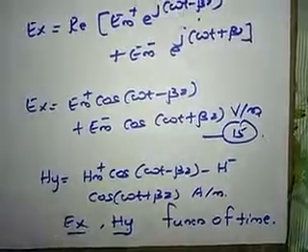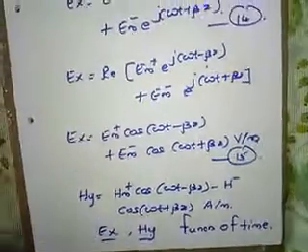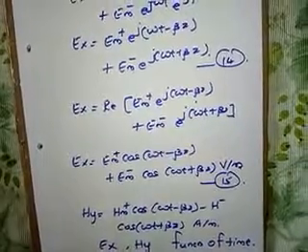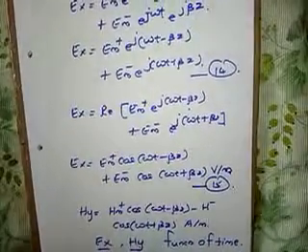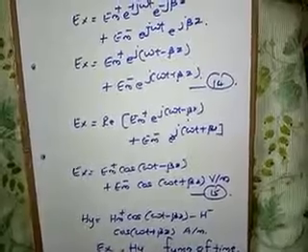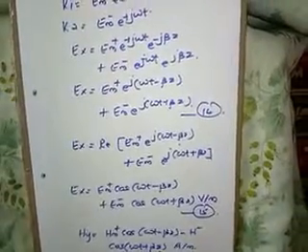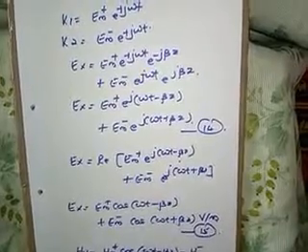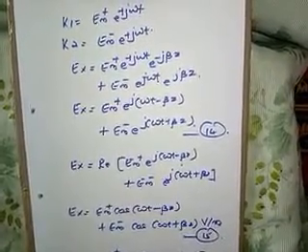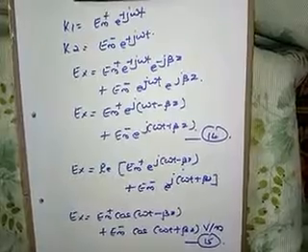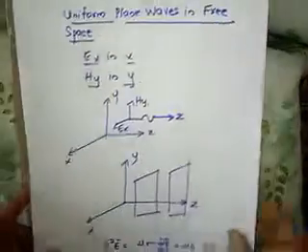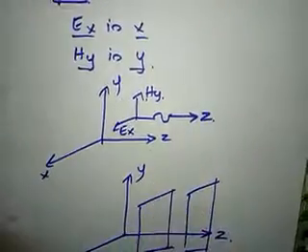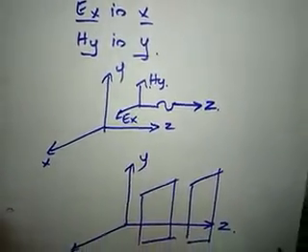Fine, students. In today's derivation, we have derived the equation of the uniform plane wave in free space, starting from the consideration that E is in the x direction and H is in the y direction.